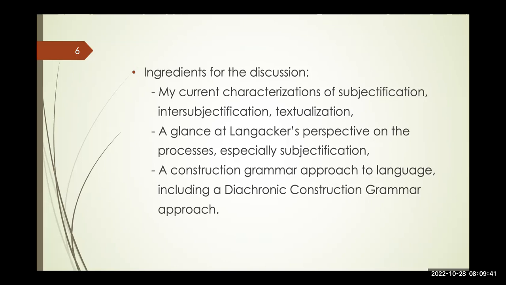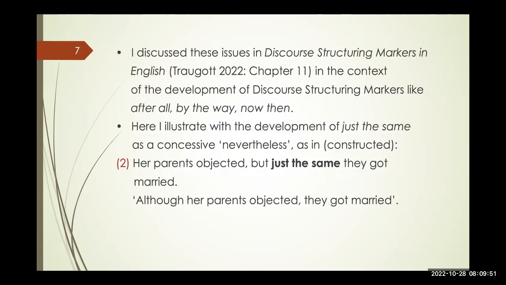And then I'm going to talk about construction grammar and what a diachronic construction grammar approach to language leads us to think about. I discussed these issues in 10 lectures that I gave last year, and in a book called Discourse Structuring Markers in English, which I will refer to as Traugott 2022. Although I discussed the issues about diachronic construction grammar, I did not talk about subjectification, intersubjectification and textualization. Those are discussed in chapter 11 of the 2022 book.